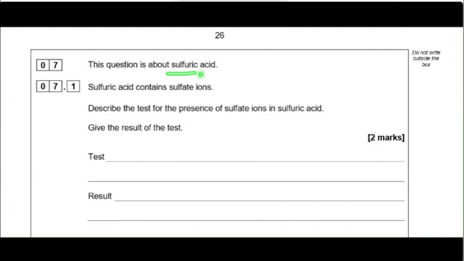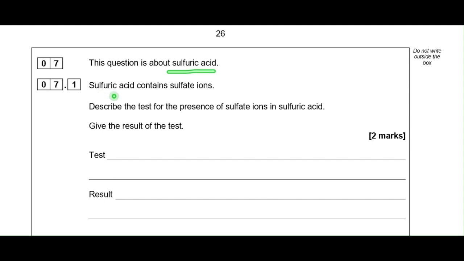Over the page, question 7. This question is about sulfuric acid. Question 7.1. Sulfuric acid contains sulfate ions. Describe the test for the presence of sulfate ions in sulfuric acid. Give the result of the test for 2 marks. We have a space to write the test and then a space to write the result.